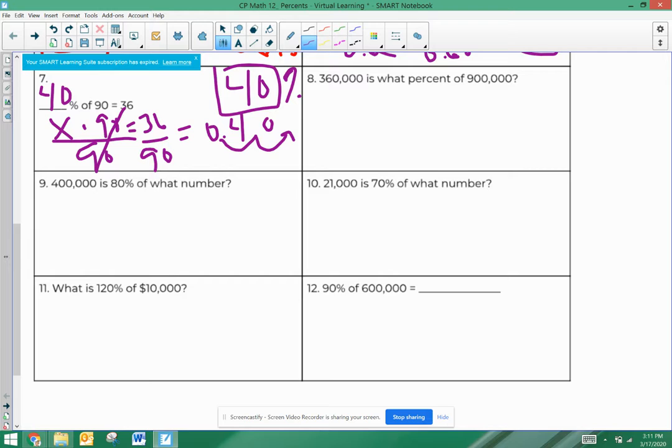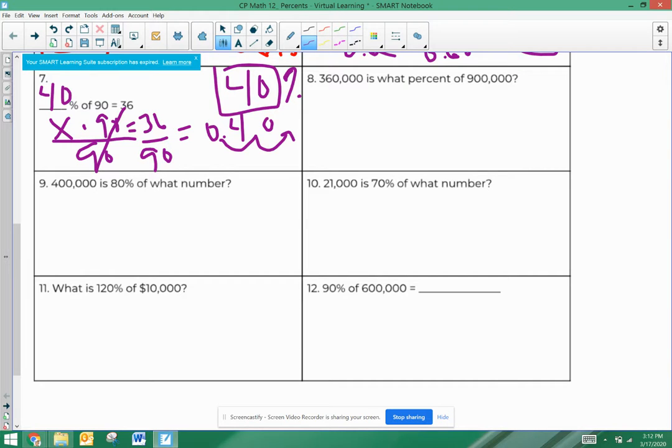Now we have some bigger numbers as we move forward, but it's going to be the same idea, just with more numbers that we need to write and type. All right. 360,000 is what percent of 900,000? Well, it looks kind of familiar to number 7 with 90 and 36. So I wonder if it will also be 40%.